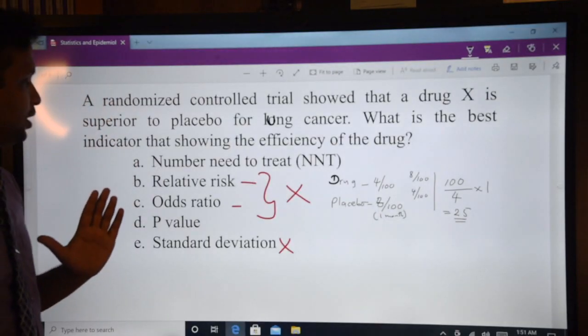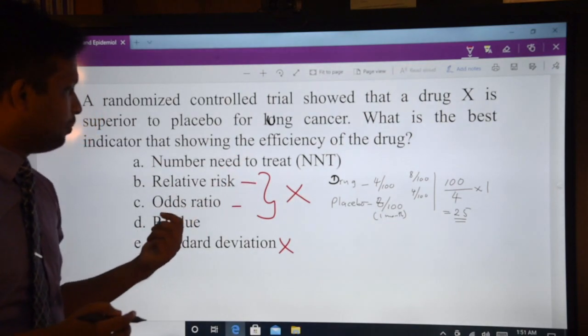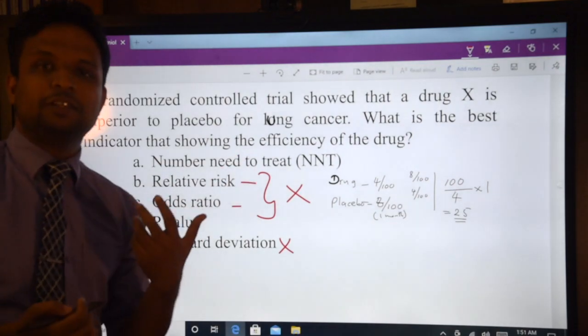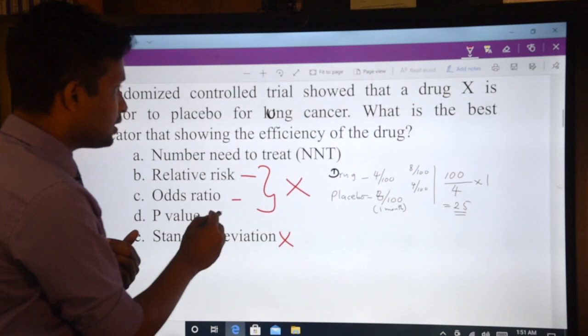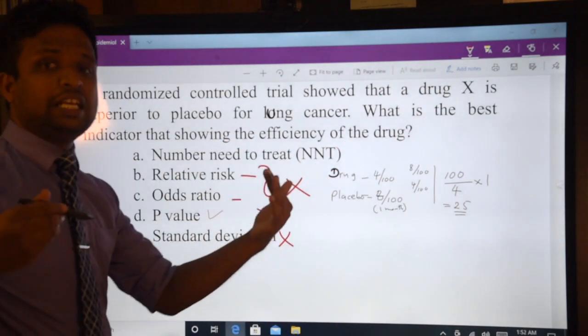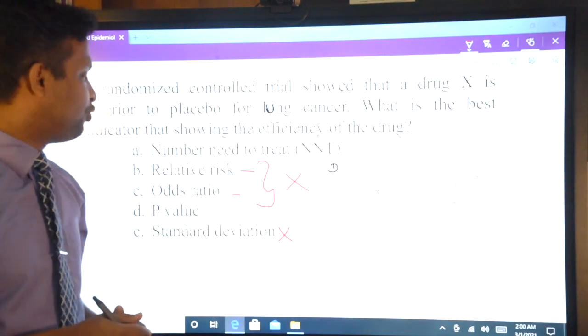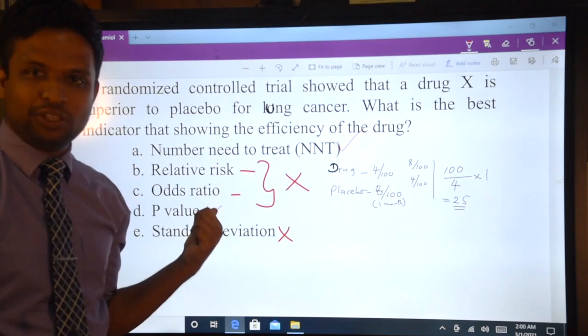So in this MCQ, what remains is number needed to treat and p-value. Of course, p-value is kind of a correct answer, but number needed to treat is more appropriate in this circumstance. Why is number needed to treat more appropriate than p-value in this circumstance?